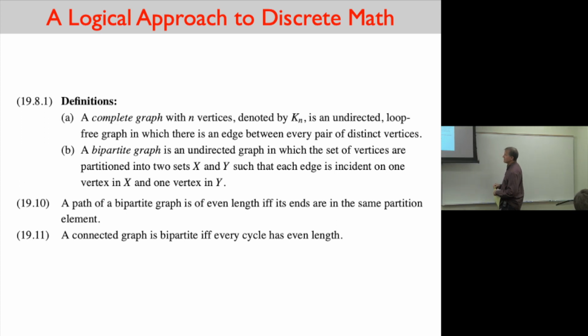19.8.1 is the definition of a complete graph. So let's take a look. What does it say? A complete graph with n vertices, denoted by K sub n, is an undirected, loop-free graph in which there is an edge between every pair of distinct vertices. Undirected means no arrows. Loop-free means nothing goes to itself.